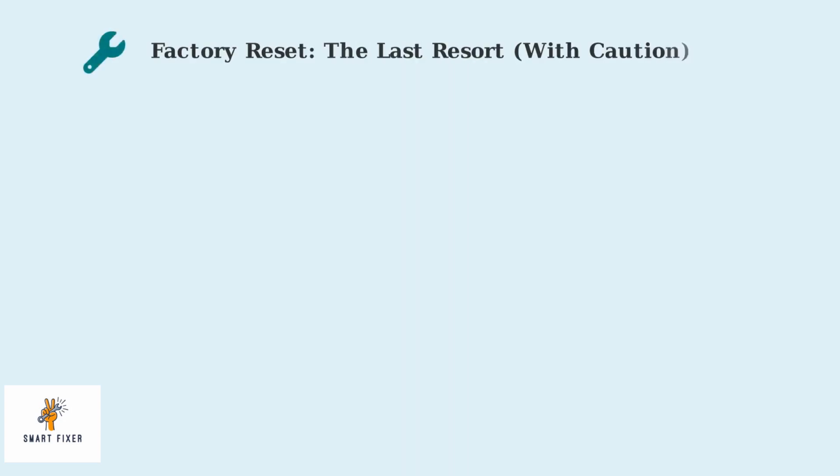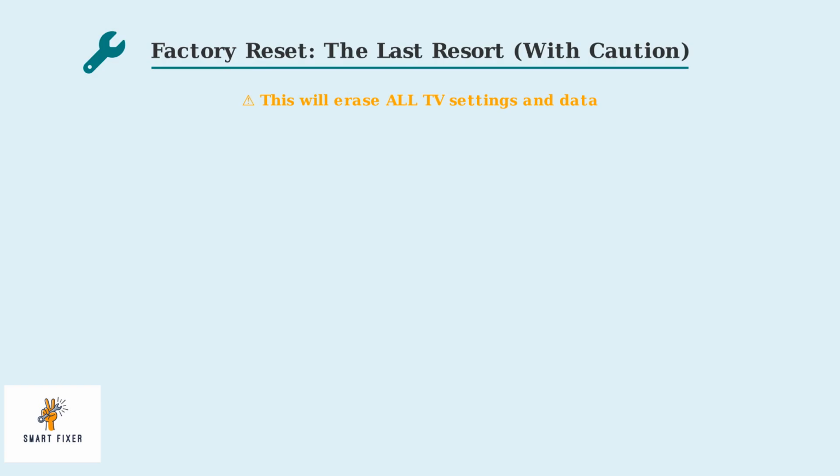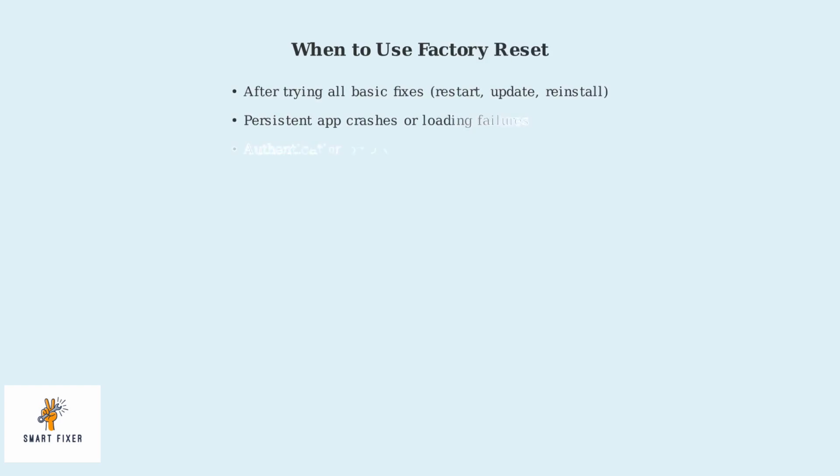When all other troubleshooting steps have failed to fix Peacock issues on your Vizio TV, a factory reset might be considered as a last resort. However, this powerful solution comes with significant risks that require careful consideration. A factory reset should only be attempted after exhausting all other troubleshooting options. This includes restarting your TV, checking for firmware updates, clearing app cache, reinstalling Peacock, and verifying your internet connection and account credentials.